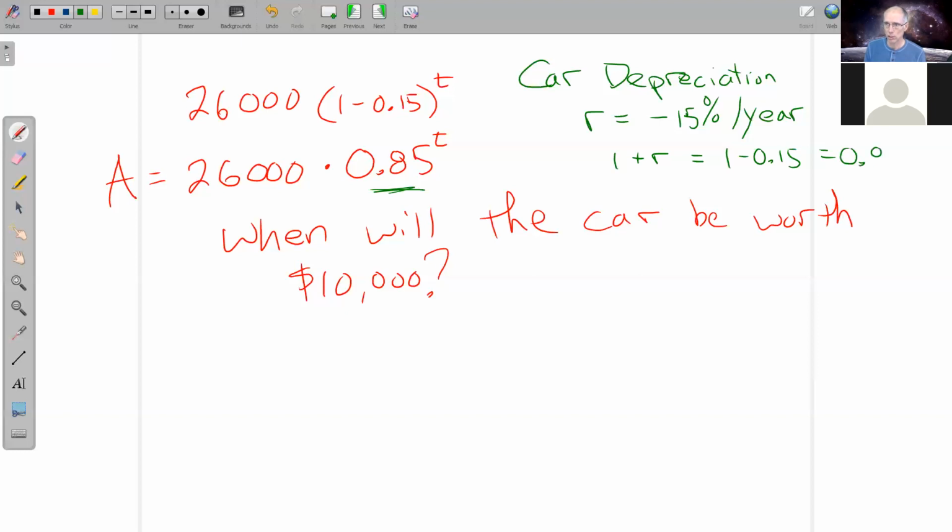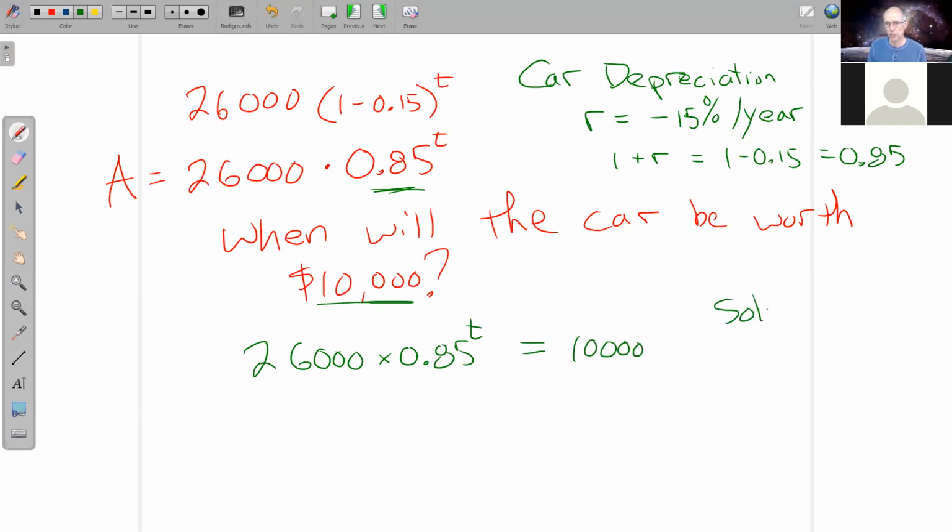So just a reminder about where this came from again. We want to know when is it going to be 10,000. So all I do is I set my equation equal to 10,000. So I say, okay, take that 26,000 times 0.85 to the power of t and set it equal to 10,000 and then solve for t. And again, we could just keep guessing at t, but that's kind of painful. A spreadsheet makes it a little easier, but we're going to actually do the algebra.